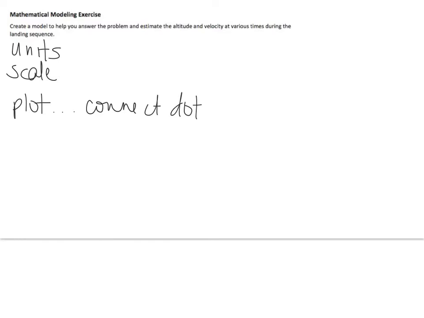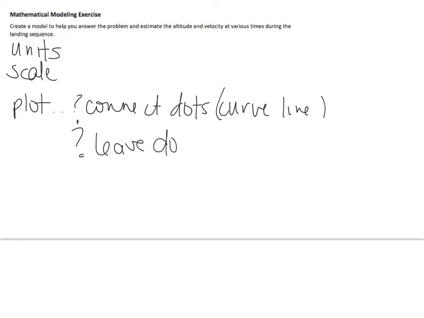So, we're going to talk about units, and I told you in the last slide what units we should probably use. So we need to figure out our units and what our scale is. When we plot our graph, are we going to connect dots, like a curve or a line, or are we going to leave dots lonely, like integers?